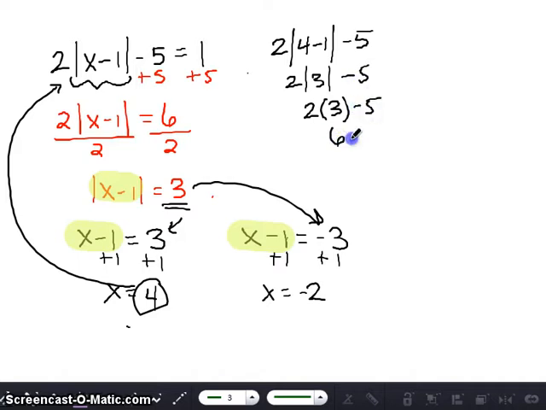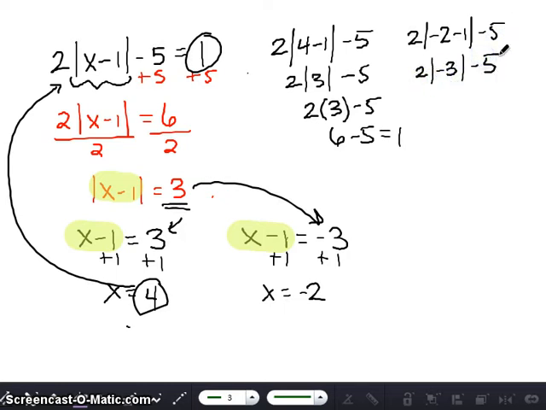2 times 3 is 6. 6 minus 5 is 1. And we wanted it to be equal to 1. If we check the other answer, the -2, we would say 2 times the absolute value of -2 minus 1, minus 5. -2 minus 1 is -3. The absolute value of -3 is +3. 2 times 3 is 6, minus 5 is 1, and again, that's what we wanted to solve.